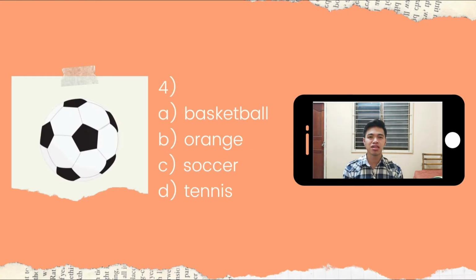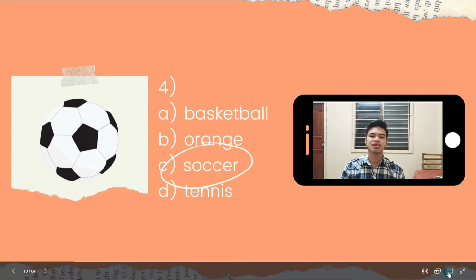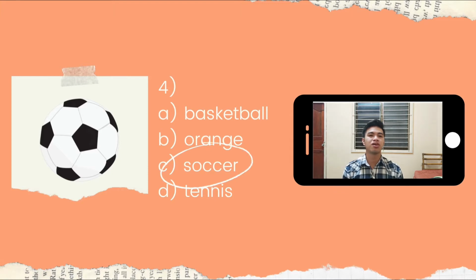Here we have a ball which has the colors white and black. So, what do you think is this? Is it A, basketball, B, orange, C, soccer, or D, tennis? What do you think is this? Very good! The correct answer is letter C. It is soccer. This soccer ball is the one that we use when we want to play soccer or football.